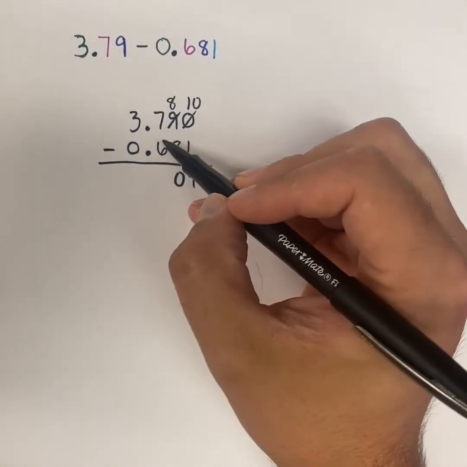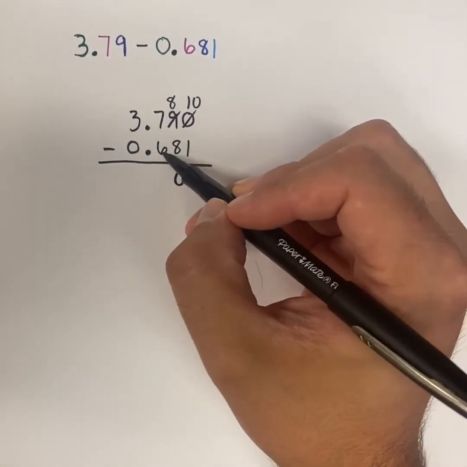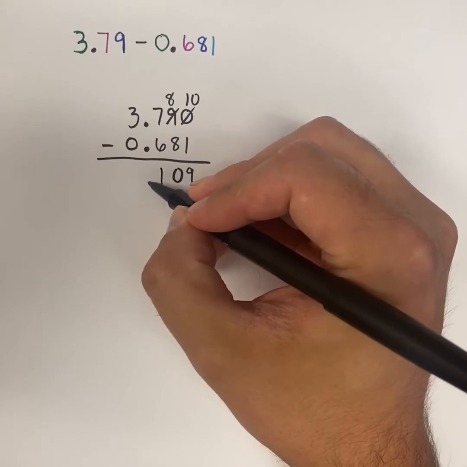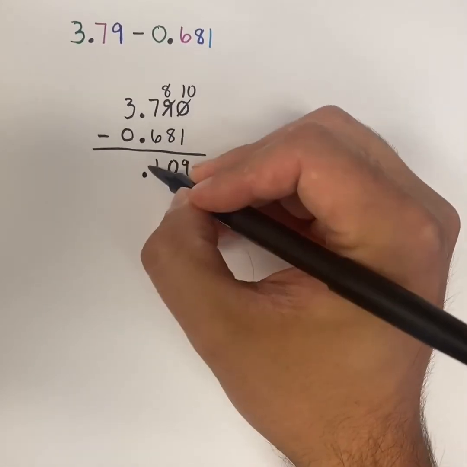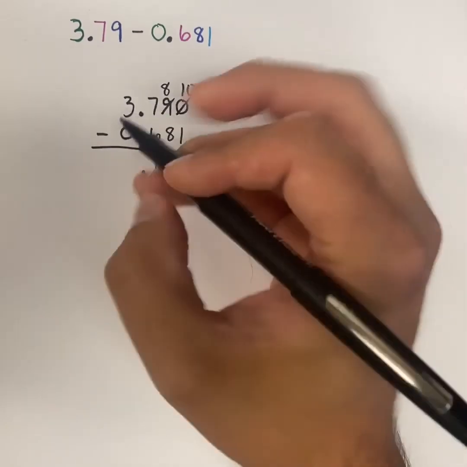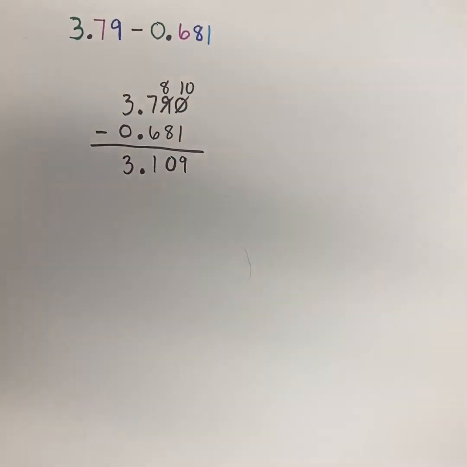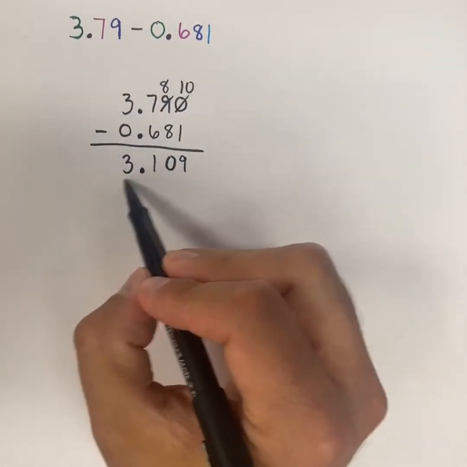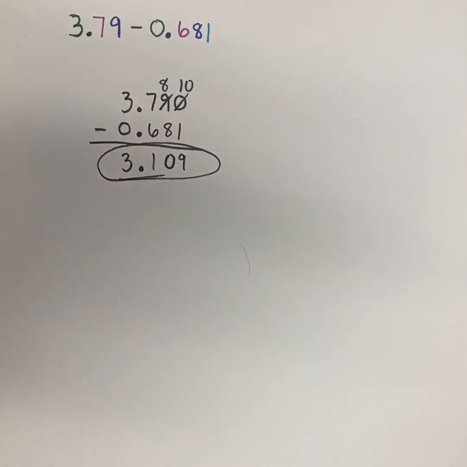Then we would move to the tenths place, 7/10, take away 6/10, we're left with 1/10. We keep our decimal, it comes straight down in our problem. We have 3 minus 0, so we still have 3. So our subtraction problem's done here. Our answer would be 3 and 109 thousandths.